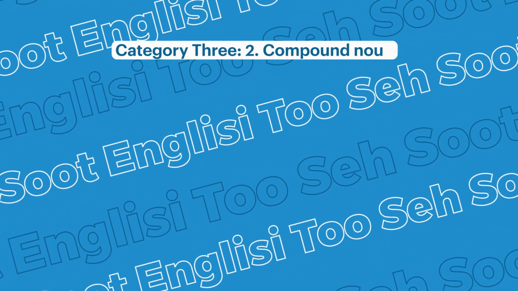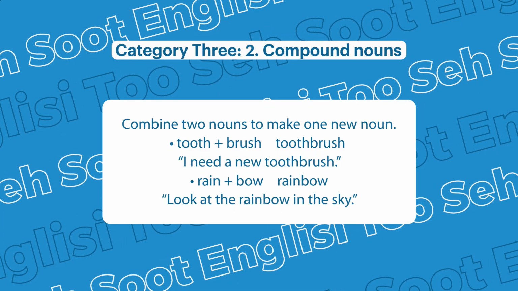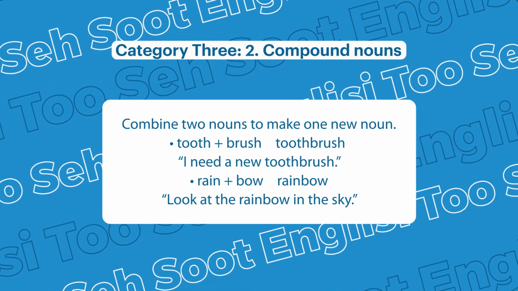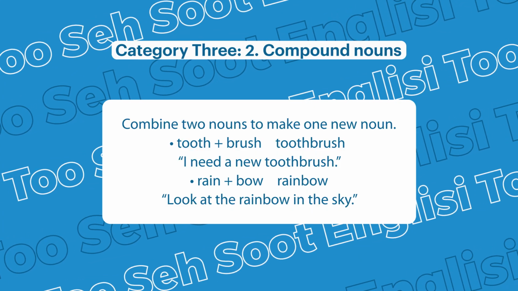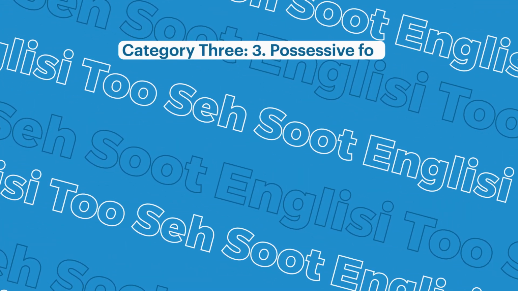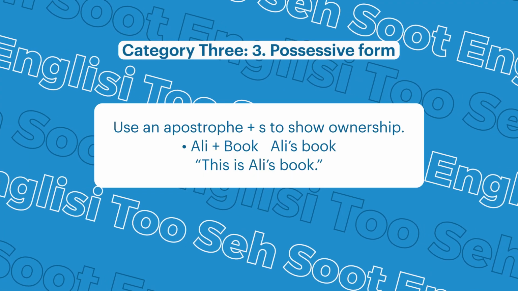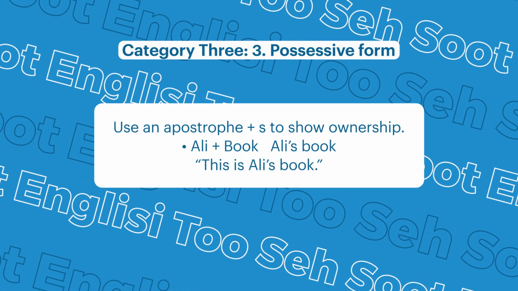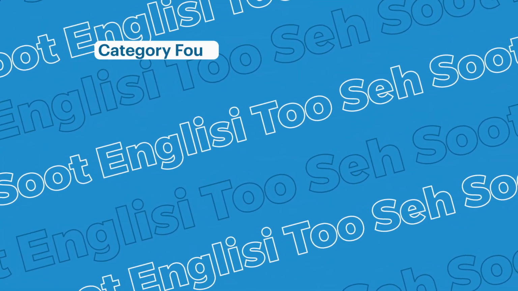Number 2. Compound nouns. Combine two nouns to make a new noun. For example, tooth plus brush becomes toothbrush. I need a new toothbrush. Rain plus bow becomes rainbow. Look at the rainbow in the sky. Number 3. Possessive form. Use an apostrophe plus s to show ownership. For example, Ali plus book becomes Ali's book. This is Ali's book.